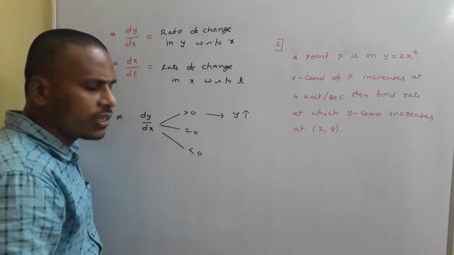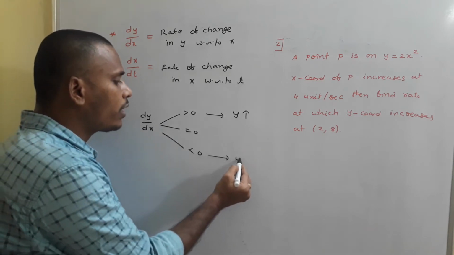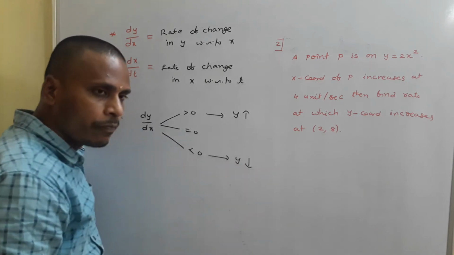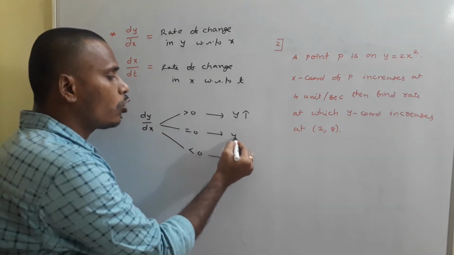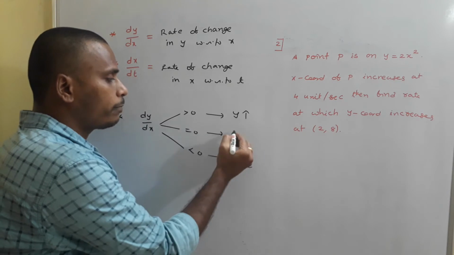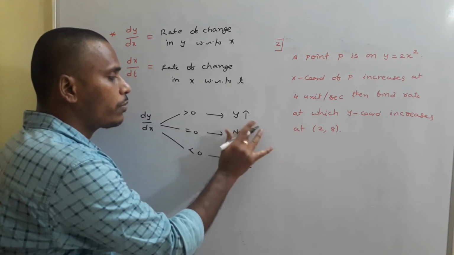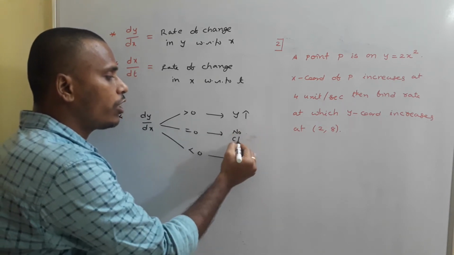We learned this in increasing and decreasing functions. If dy by dx is less than 0, y is decreasing, right? As x is increasing, y is decreasing. If dy by dx is equal to 0, there is no change in y. According to the rate of change concept, we have to say that there is no change in y.